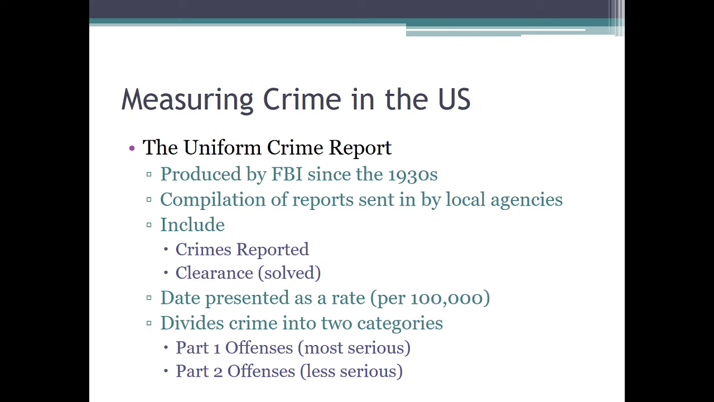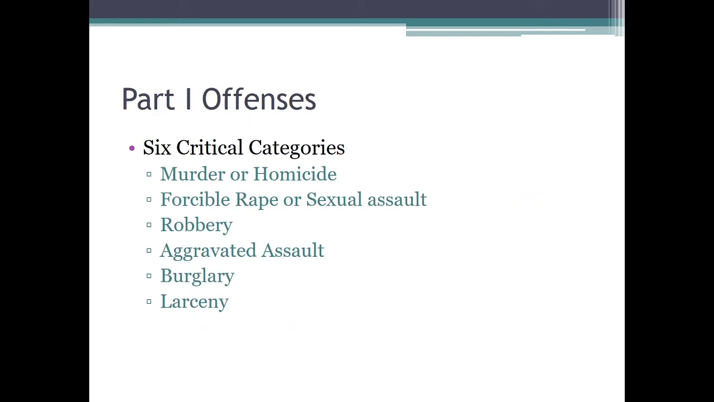The UCR, Uniform Crime Report, divides crime into two major categories, what are called Part 1 offenses, which are your most serious offenses. Those are the ones almost everybody tracks. And Part 2 offenses, which are the less serious offenses. Okay, so what are the Part 1 offenses? Here's the big one, murder, or more properly, homicide. Self-explanatory, we've talked a lot about these. Then we go to forcible rape or sexual assault.